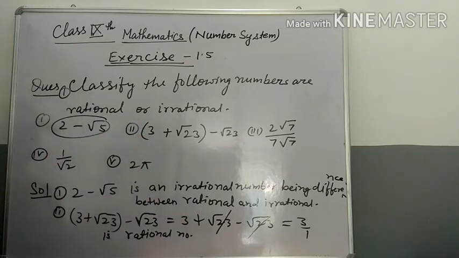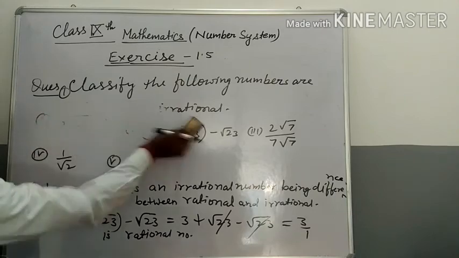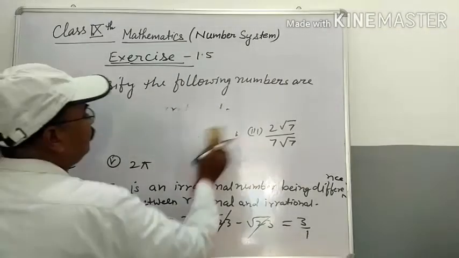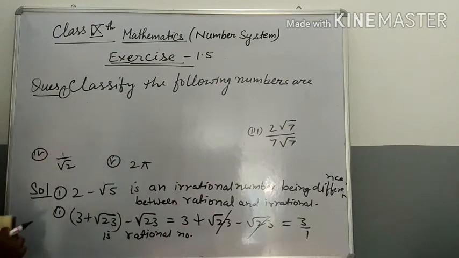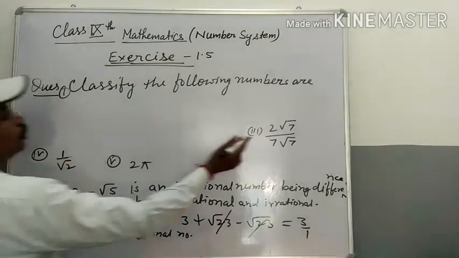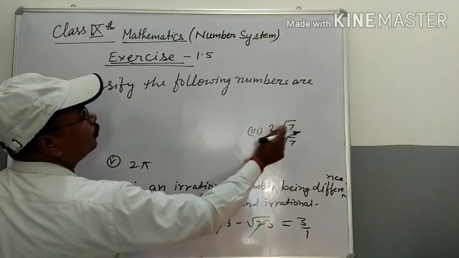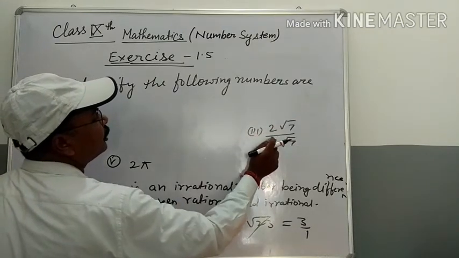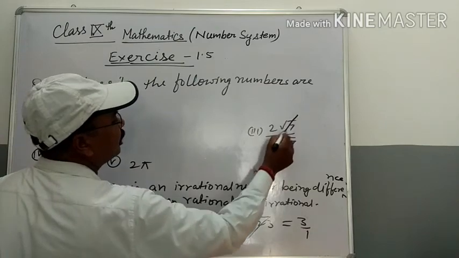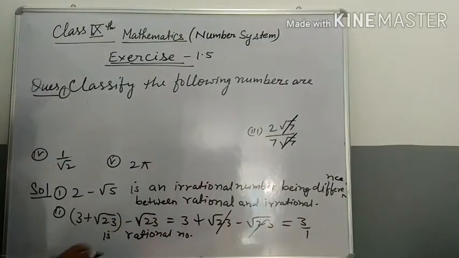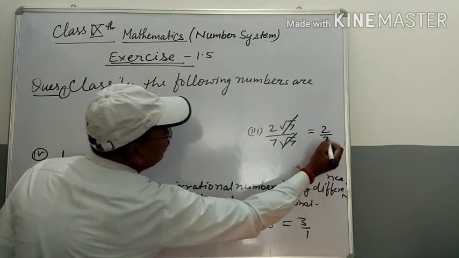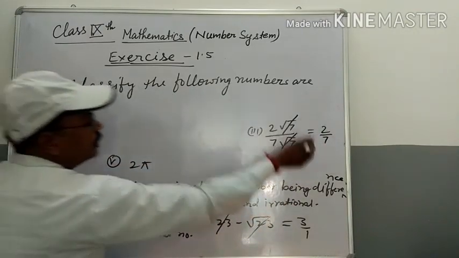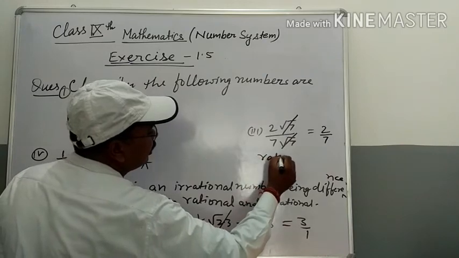Next, students, the classification. Third question. See here, 2 under root 7 upon 7 under root 7. It means under root 7 is cancelled by under root 7. That is 2 upon 7. It means 2 upon 7 is P upon Q. It means that is a rational number.